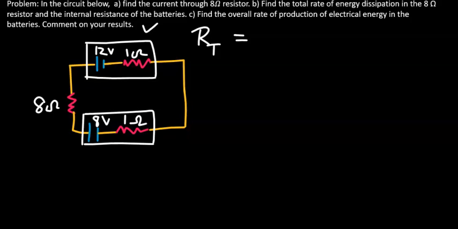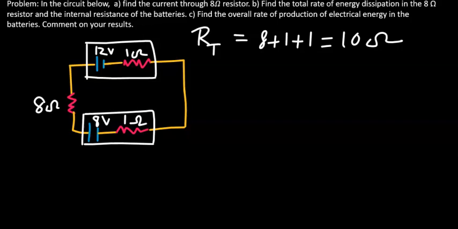So you have 1 ohm internal resistor, 1 ohm internal resistor, and 8 ohm resistor on the outside circuit. They are all connected in series, or side by side, so the total resistance of the circuit is 8 plus 1 plus 1 ohms, which is 10 ohms.